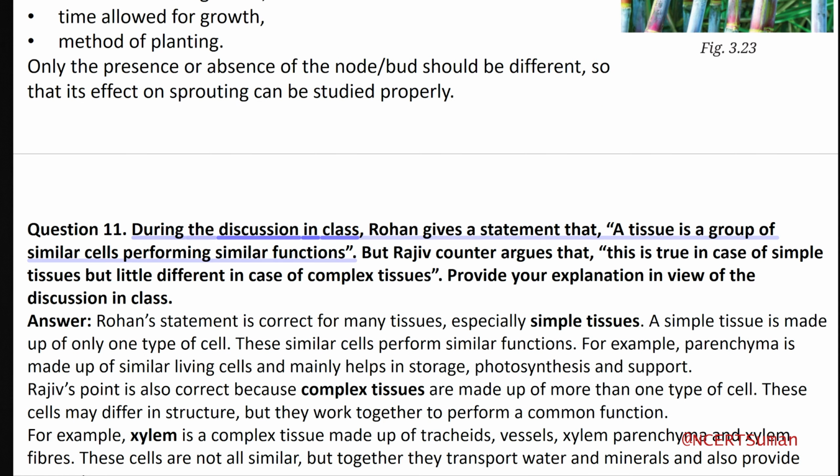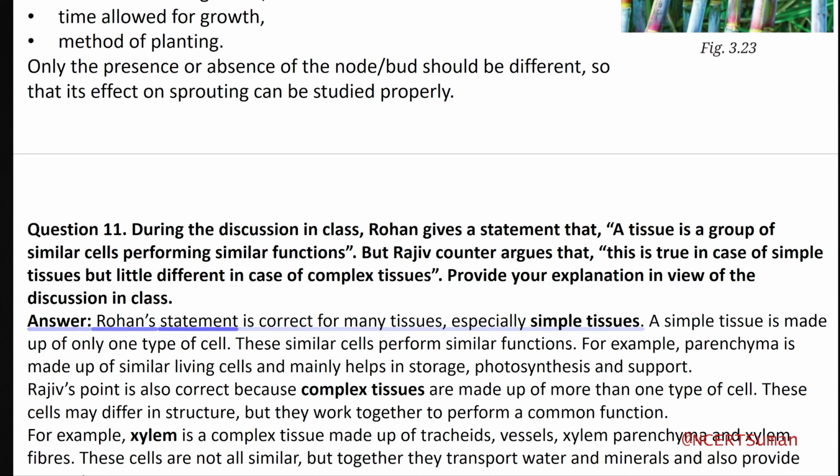Question 11. During the discussion in class, Rohan gives a statement that a tissue is a group of similar cells performing similar functions. But Rajiv counter-argues that this is true in case of simple tissues but little different in case of complex tissues. Provide your explanation in view of the discussion in class.